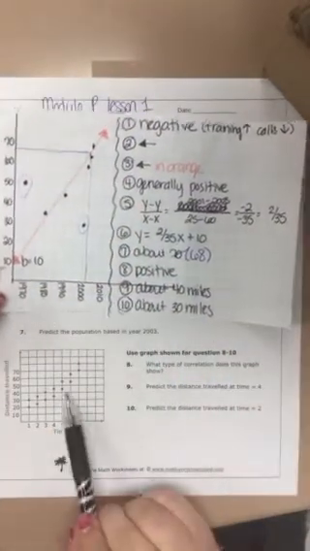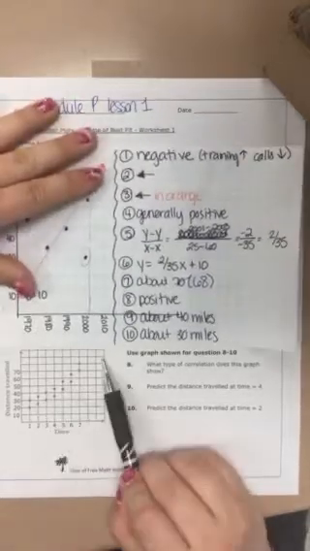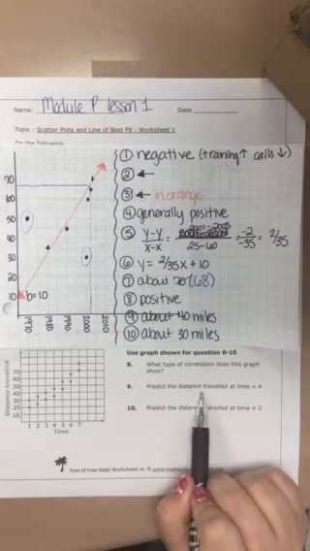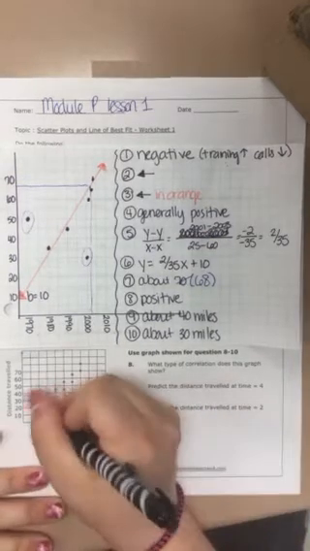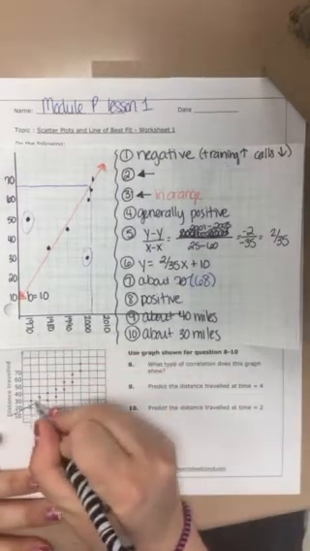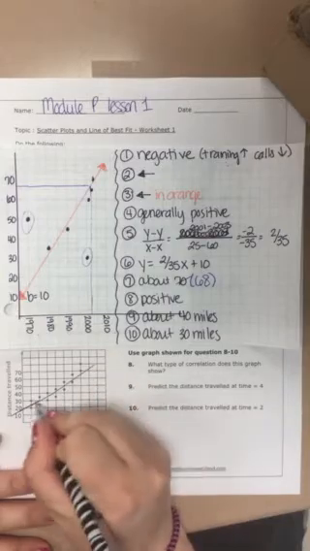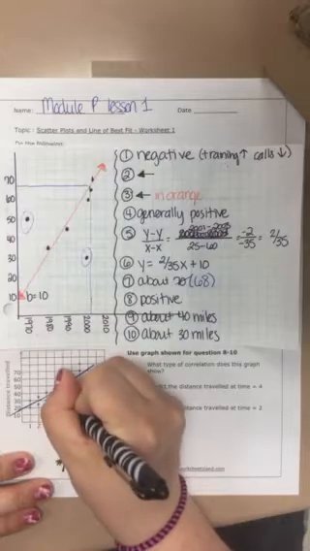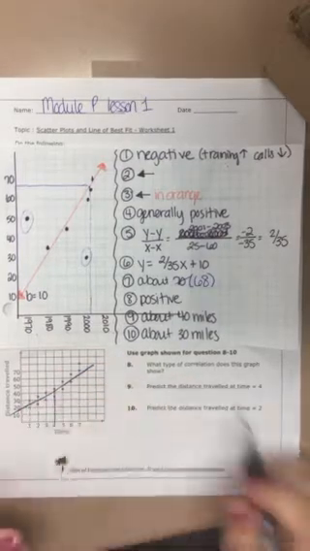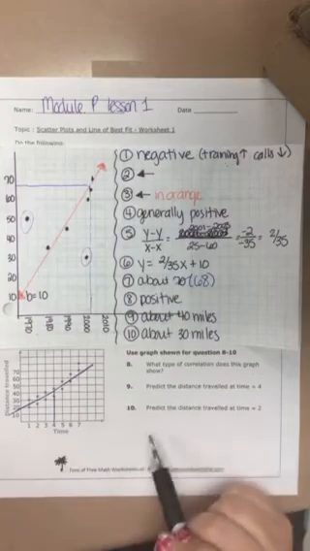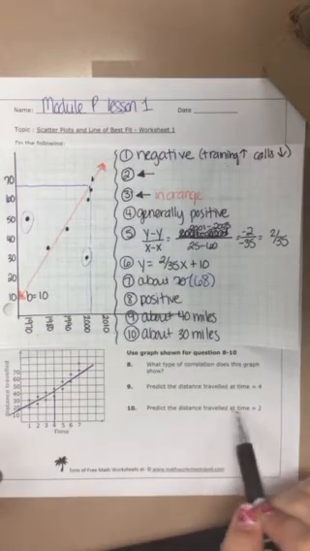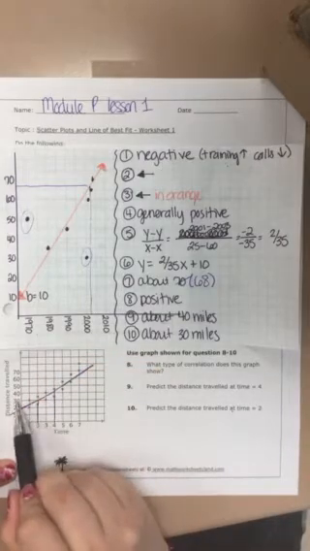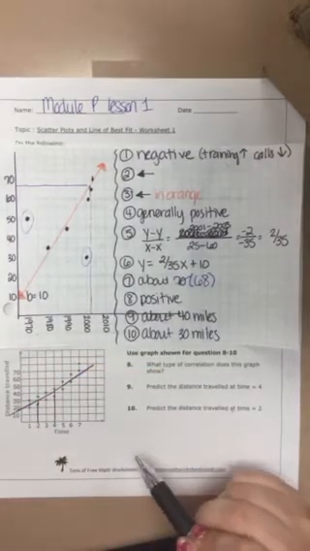All right, number 8 has to do with this graph. That was just a positive trend going straight positive. Predict the distance traveled at time equals 4. So if I was going to draw a line of best fit, it would probably look like that, going between the 2 lines. So if I follow up from the 4, it hits about 40, which is where I got that from. And then predict the distance traveled at time 2. If I follow up from the 2, it hits at 30. So that's where I got my 30 from.